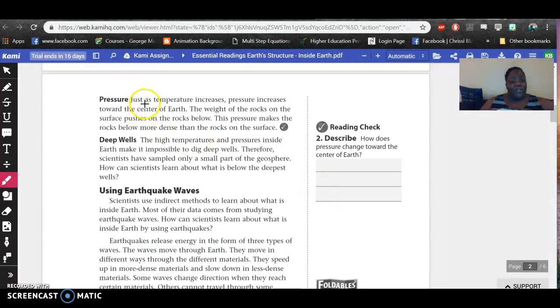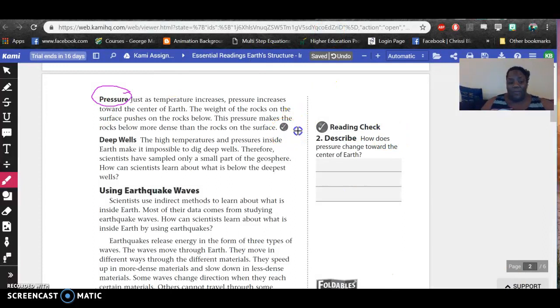Pressure. Just as temperature increases, pressure increases towards the center of the Earth. Ooh, that's important. Now, if you haven't added this to your vocabulary book, I think you should. The weight of the rock on the surface pushes on the rocks below. This pressure makes the rocks below more dense than the rocks on the surface.